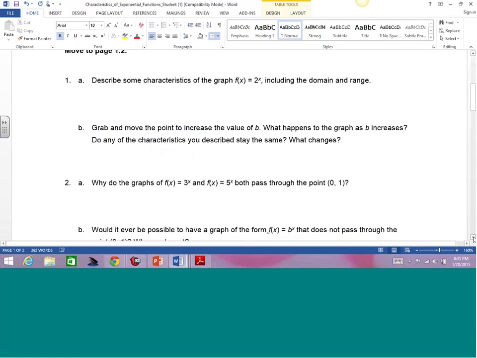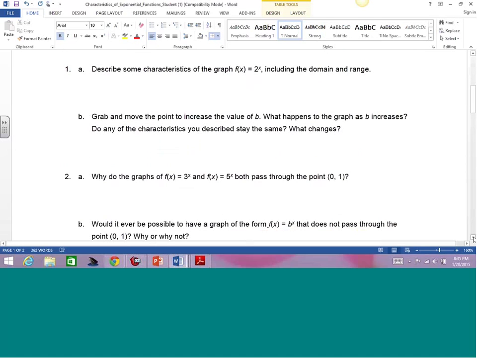So just some really basic ideas here. Describe the characteristics. And then part B, grab and move to a larger value of B. What happens? Do any of the characteristics you described stay the same? What changes? So we're looking for that repeated reasoning and doing some analysis of it. And then question number 2, that integral point (0, 1). It is such an important idea here. Why is it they all go through (0, 1)? And we start to develop that idea as well.